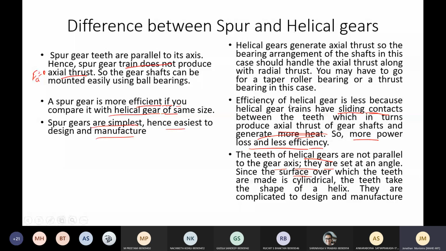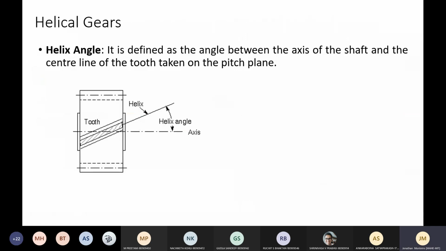Okay, before that, let me come across a definition. In a helical case, there is an angle called helix angle. So what is that helix angle? It is defined as the angle between the axis of the shaft, in other words, the axis on which the entire gear is rotating, and the center line of the tooth taken on a pitch plane. Okay, this is also important, taken on a pitch plane, because the tooth in itself is not straight.